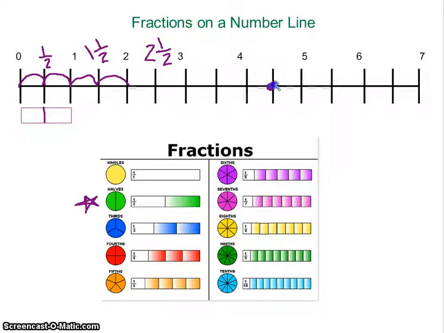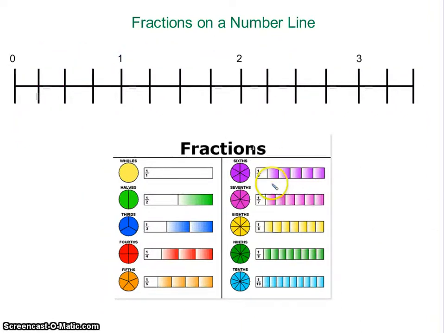So if I had a question that asked me, what would be the name of the place on my number line here? Because there are 2 equal pieces in between each of these whole numbers, we are counting by halves. And because I am between the number 4 and the number 5 on my number line, this place is 4 and a half.